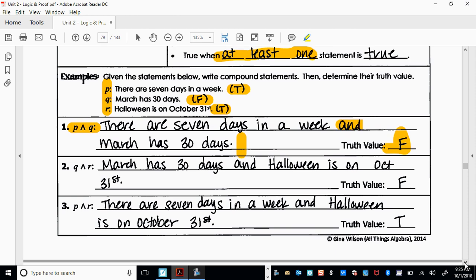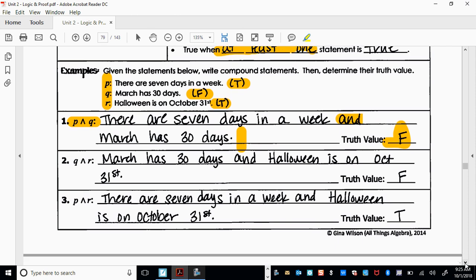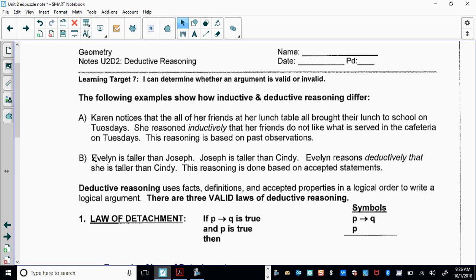My honors class will get into a little more depth about writing our truth table, but for the regular class, this is all you have to know. Now we're going to flip to the next page, which is this page for the regular and honors. I know you have an additional page, so we'll do that in class.